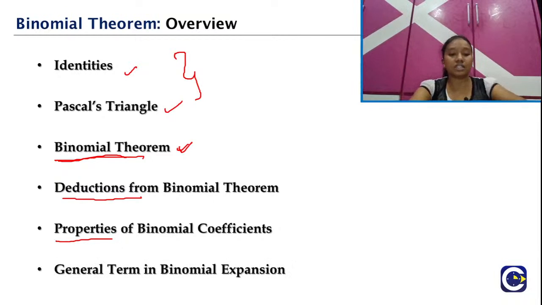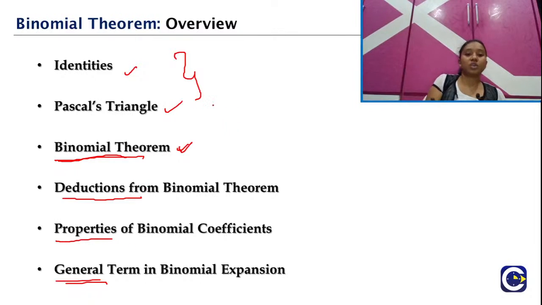And the next one is a very important one, which is the general term in binomial expansion. Based on this general term, numerous types of questions can be asked in JEE, so this general term is very important. We have to observe and understand it very carefully. Once we are familiar with the general term in binomial expansion and have a good grip on it, whatever questions are related to this topic, we can easily crack them.